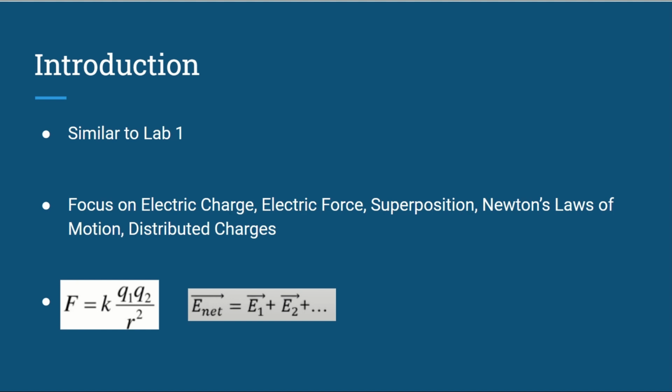Coulomb's law, the expression for Coulomb's law is displayed on the bottom left, with an image displaying the principle of superposition on the right, where the net electric field at any position is the sum of electric fields around or at that system at that point.